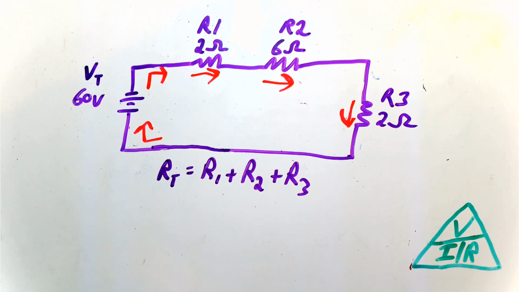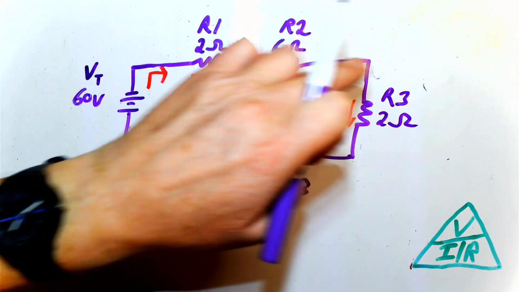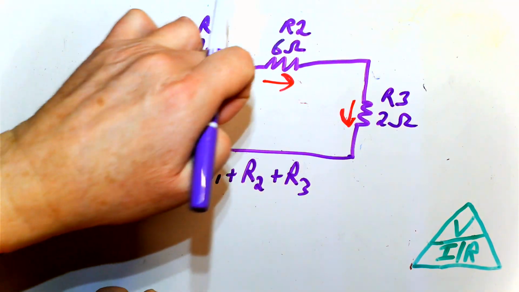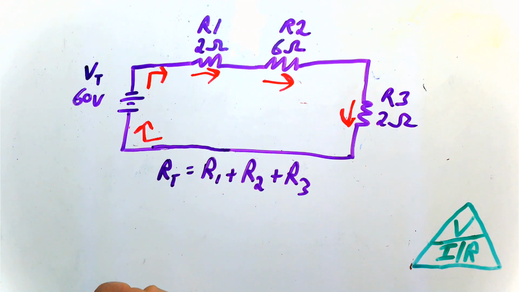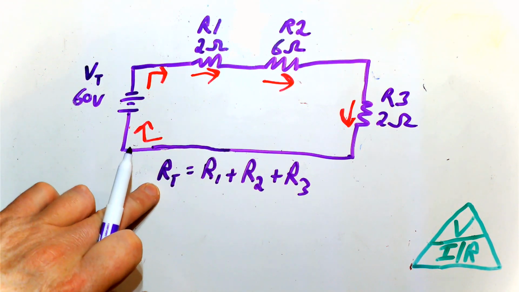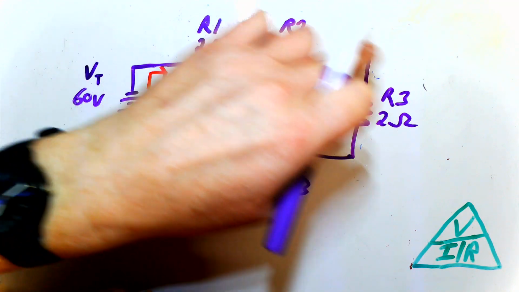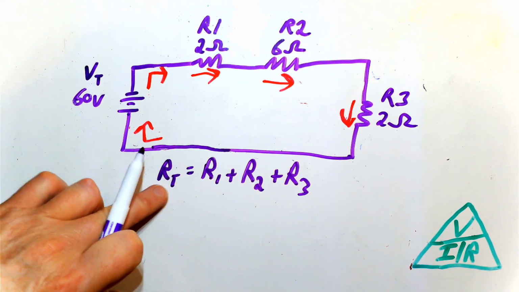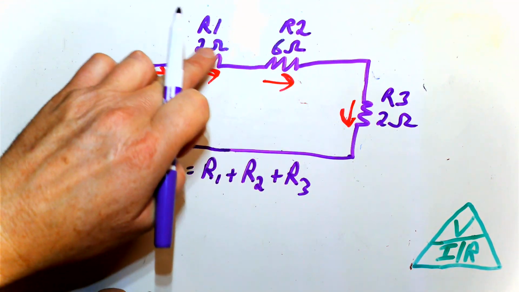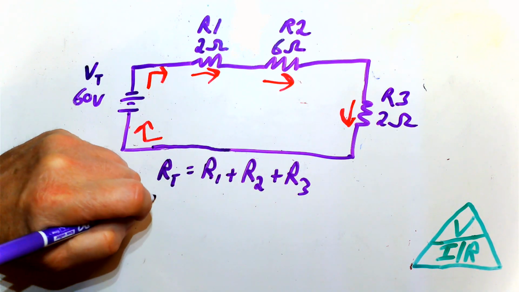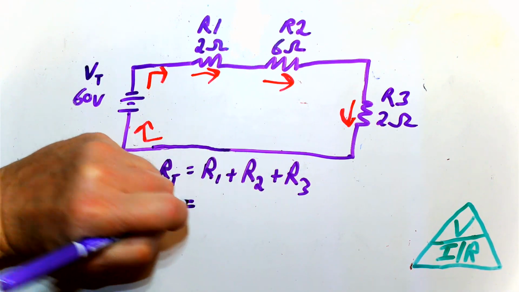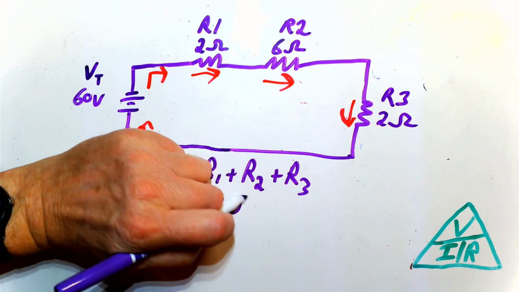In this series circuit, we have a power supply and 3 resistors in series. The current has to go through one in order to get through the next. And the rule is that the total resistance equals the resistors added up. So total resistance, RT, equals R1 plus R2 plus R3. And as you can see, RT is going to be 10 ohms.